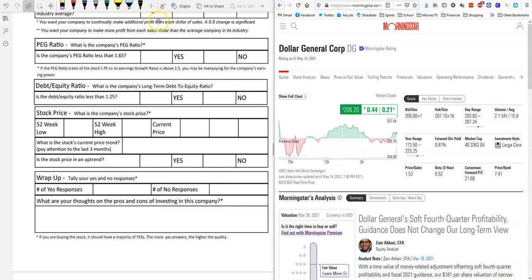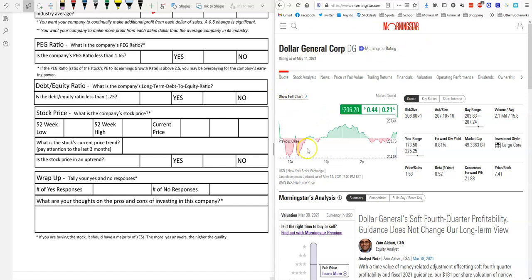Okay, for this one, I'm going to look at on your stock research sheet the PEG ratio and the debt to equity ratio. These are two pretty important numbers here. And you need to get the number for each of them and write them right here next to it. So the PEG ratio and the debt to equity ratio.